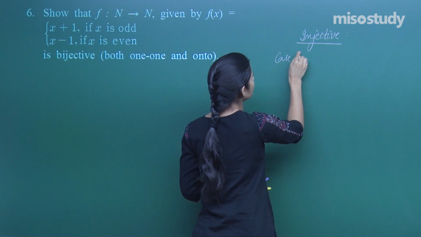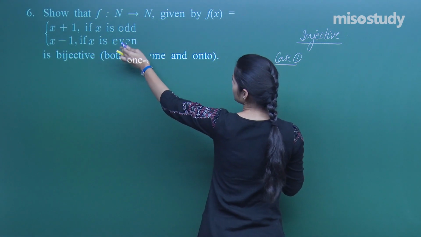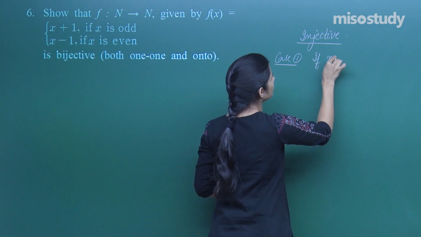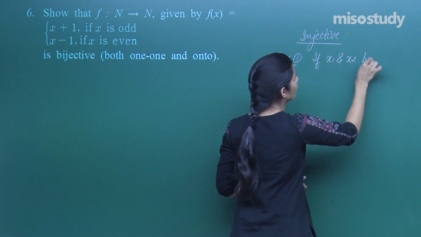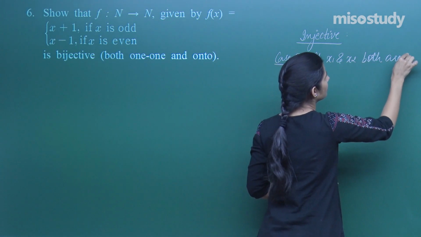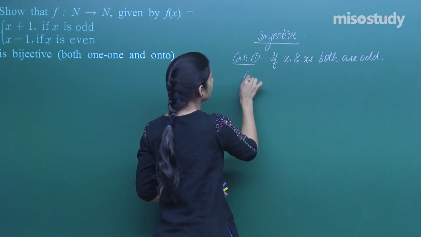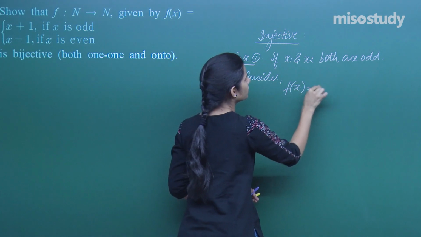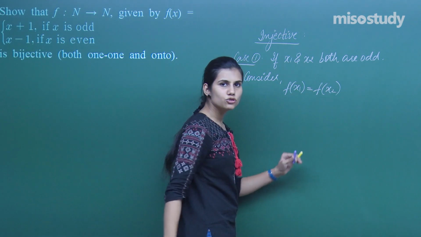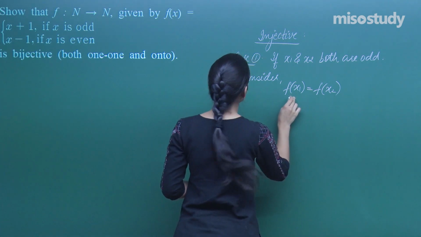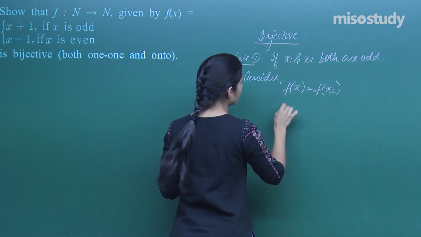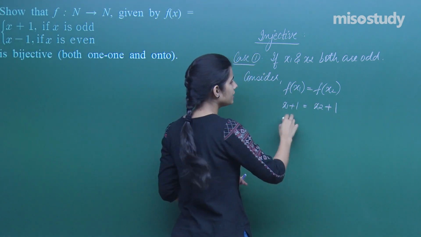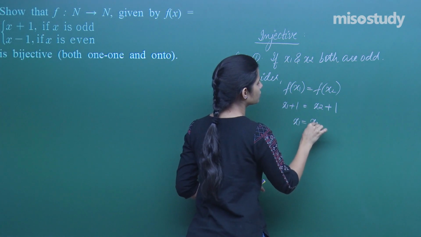So there are three cases which arise. You can see by the definition, x is odd, then a different definition, x is even, then a different definition. I am saying if x1 and x2 both are odd, then you consider f of x1 equals f of x2 and the algorithm says I need to show x1 equals x2. If x1 and x2 both are odd, then f of x1 is x1 plus 1 and this is x2 plus 1. Clearly you can see 1, 1 is out, you get x1 equals x2.